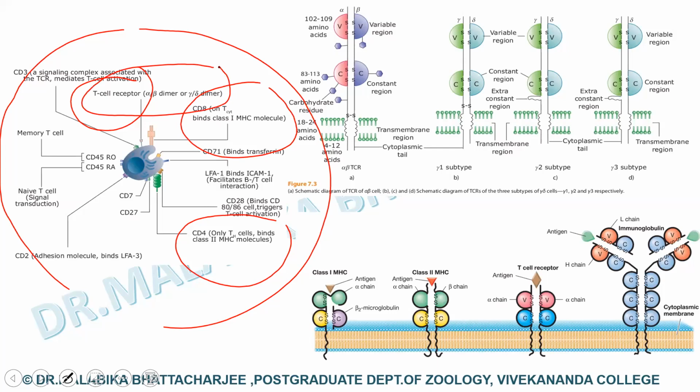Apart from that, there are some more important receptors that play a role in lymphocyte signaling. One is the CD28 receptor, which binds to CD80 and CD86 on the antigen presenting cells. Another important receptor is CD45, which is present in memory T cells as well as naive T cells. They play a big role in signal transduction.